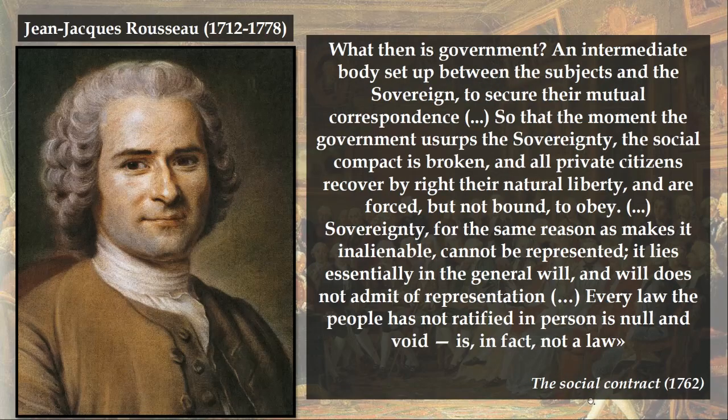Then Rousseau, in the social contract, develops the idea of national sovereignty, which means that government is a kind of contract, a social contract between the rulers and the governed, and if the rulers are taking bad decisions, the governed have the right to rebel. Why? Because they have the ultimate power, they have the sovereignty. Every law that the people has not ratified in person is null and void. These two ideas, separation of powers and national sovereignty, are going to be the key ideas of the upcoming revolutions, mostly the American and the French ones.